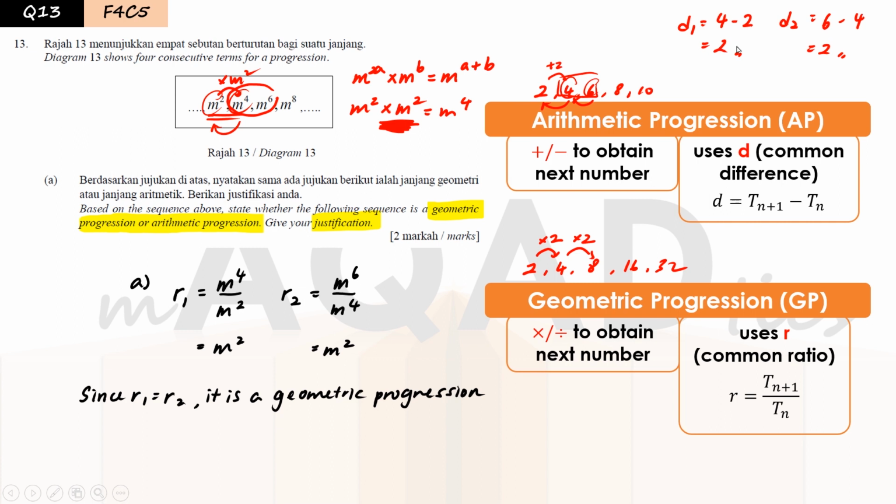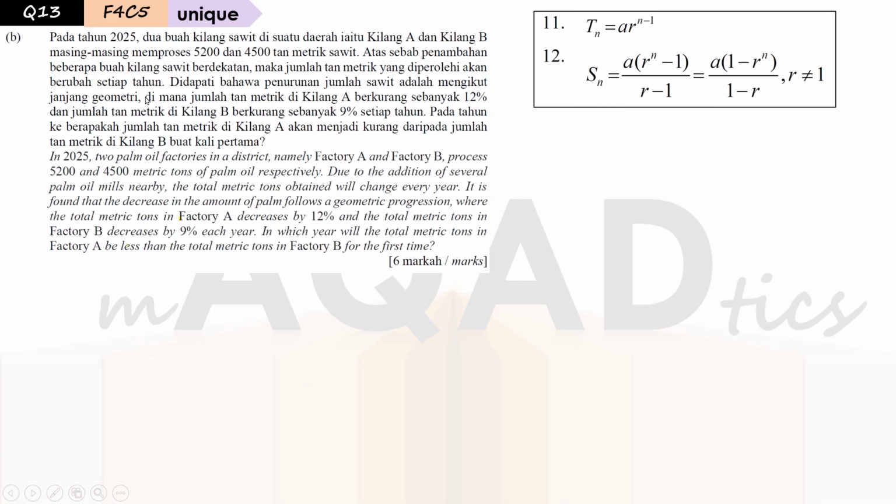So since we have proven that the two values of d are the same, it will be the same thing here as well. It's just that here, since d1 equals d2, it is an arithmetic progression. For the next part is actually a unique question, so let's go through this sentence by sentence, alright?